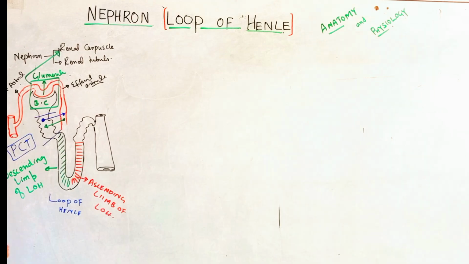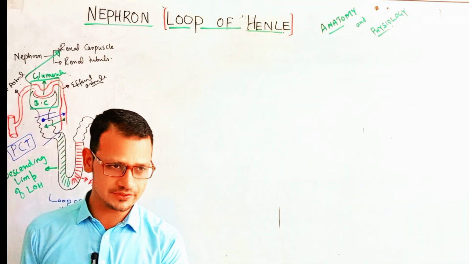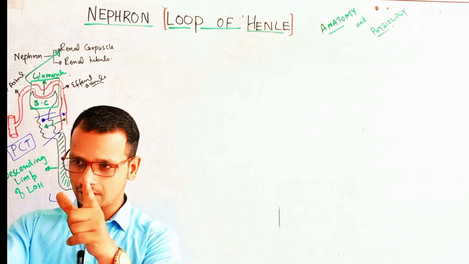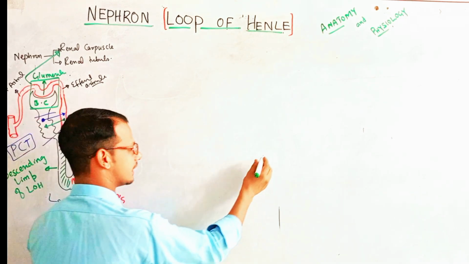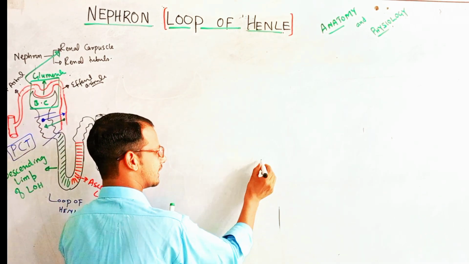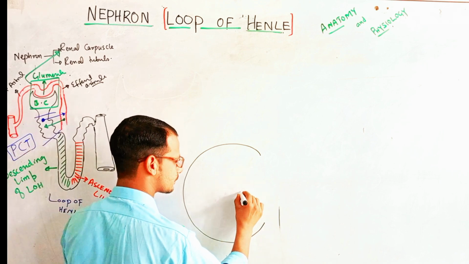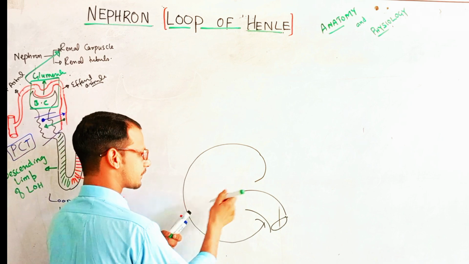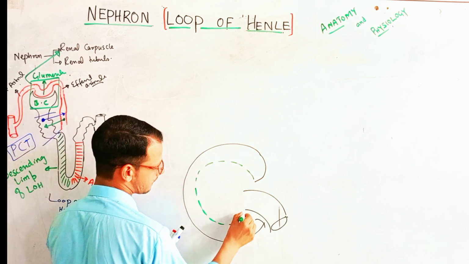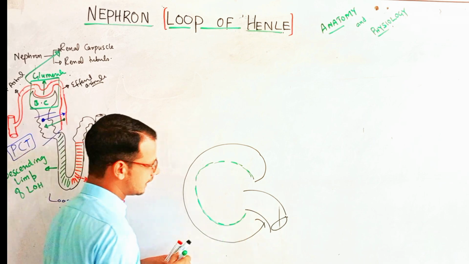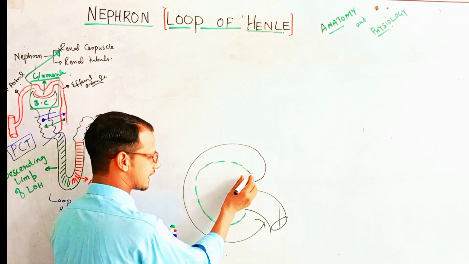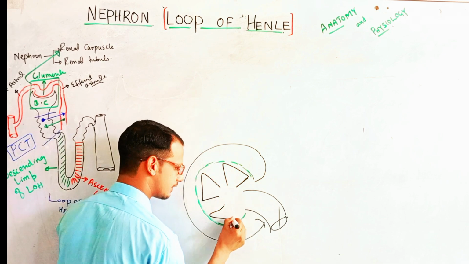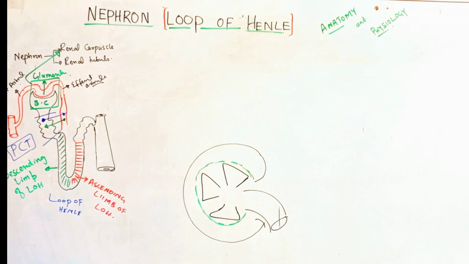But according to the loop of Henle, nephrons have two types. One type of nephrons have short loop of Henle, and one type of nephron have long loop of Henle. For example, I am taking the kidney here. Generally, this is the kidney, and kidney has two parts. One is the renal cortex, and the other is renal medulla. And in the renal medulla, we have a special type of structures called pyramids. For example, these are pyramids.